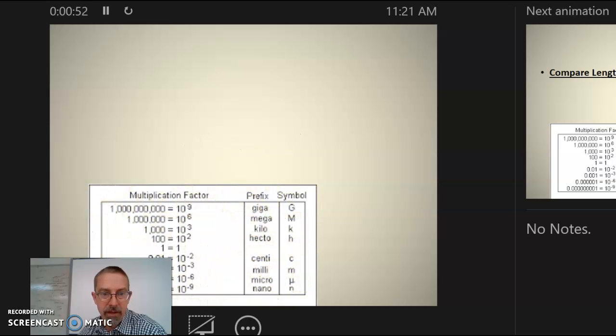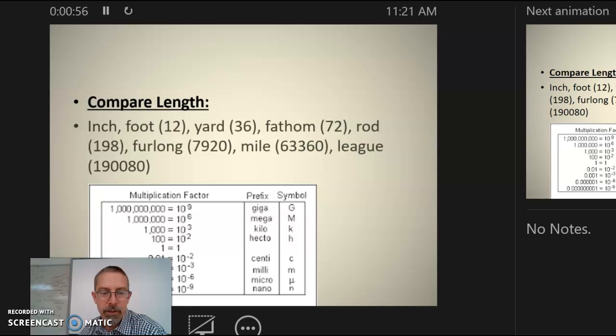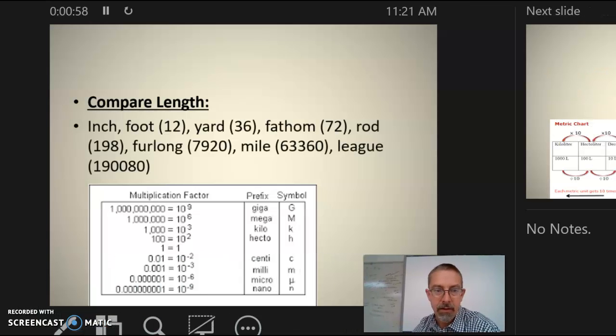So what are some of the advantages of metric? If we were to compare length, if you look in the U.S. system, we've got an inch, there's 12 inches in a foot, there's 36 inches in a yard, there's 72 inches in a fathom, 198 inches in what's called a rod, 7,920 in a furlong, there's 63,360 in a mile. So you see that we've got all these kind of random numbers that relate to each other for length.